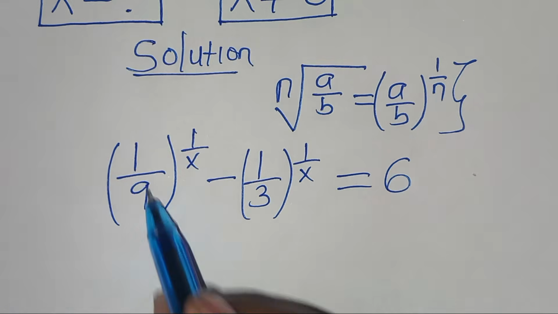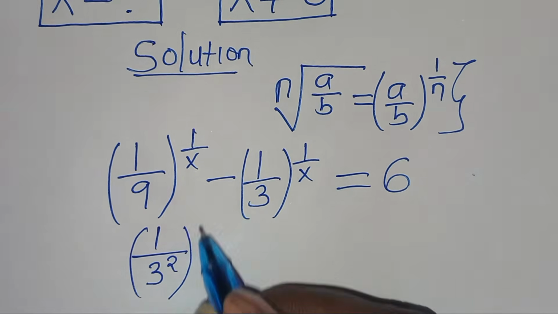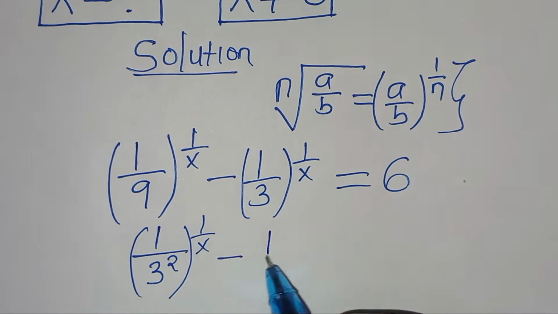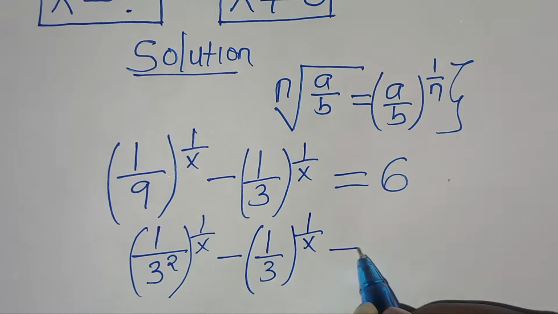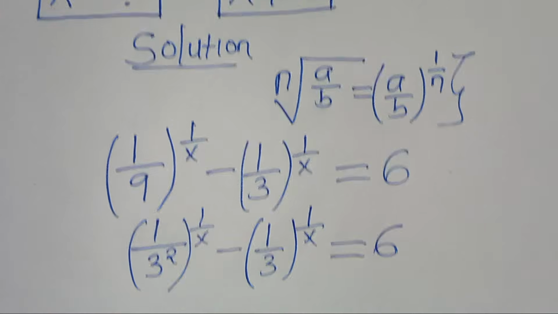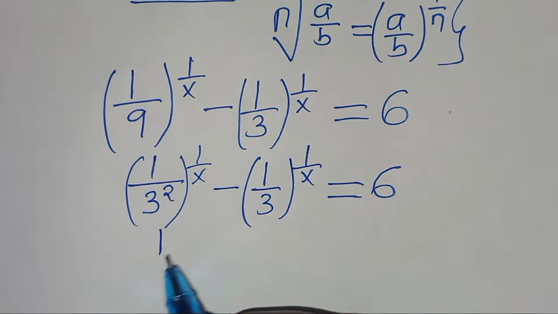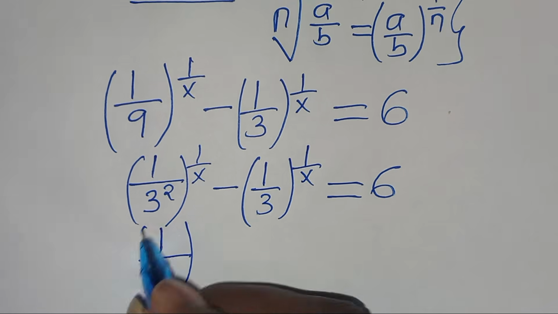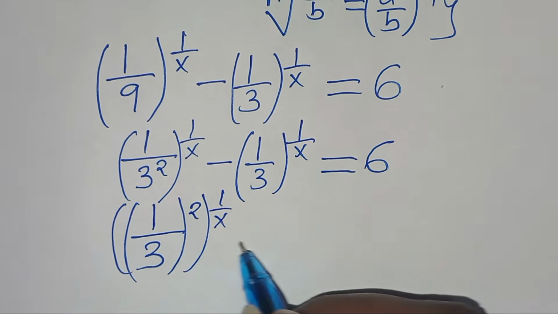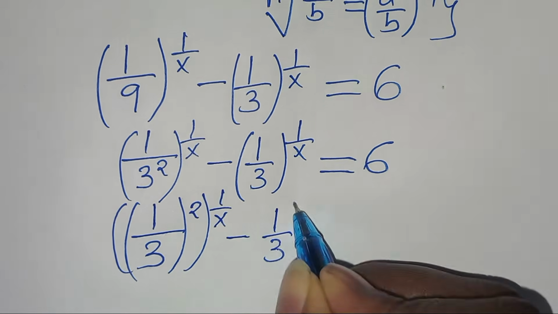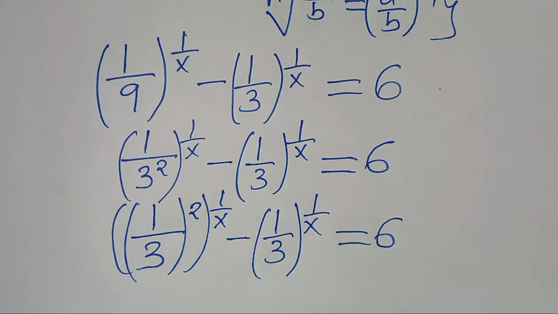Now the next step is that we can express 9 as 3 to the power of 2, then this is raised to the power of 1 over x, subtract (1/3)^(1/x), equal to 6. Now we can express (1/3^2)^(1/x) as (1/3)^2, then raised to the power of 1 over x, subtract (1/3)^(1/x), equal to 6.